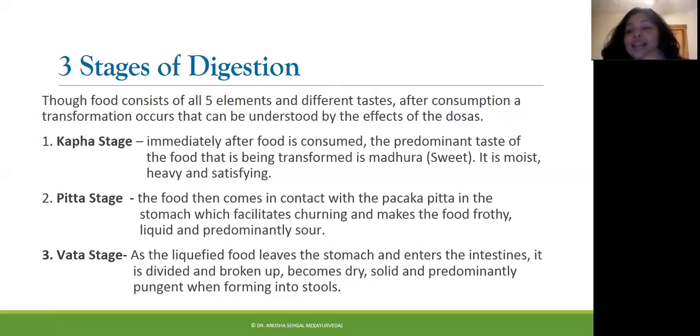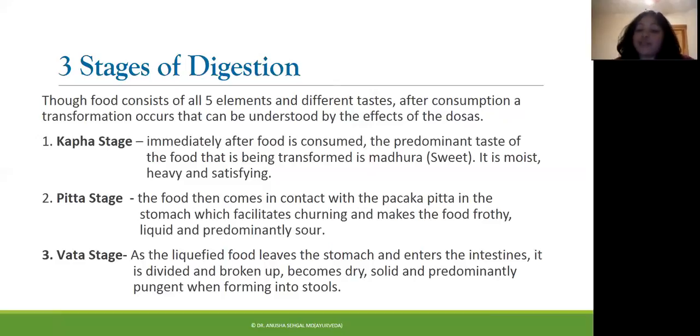If you just hang on for those first 10 or 15 minutes after you've had your food, that kapha stage passes and you enter into the pitta stage. That's when it starts to really churn and break down. That's typically what happens when it's there in the stomach. It's churning, mixing with the pachaka pitta, and really starting to break down and become more liquidy and more frothy. That is described in the classical text. They say that as it churns, it becomes more liquid and more frothy, and it tends to be more predominant in sour, which indicates the pachaka pitta mixing with the food. So that is considered the pitta stage of digestion. When it's churning in the stomach, that is the pitta stage of digestion.